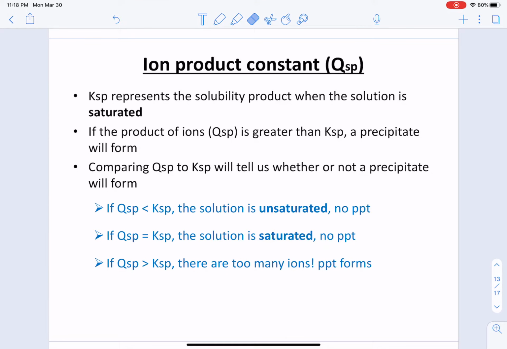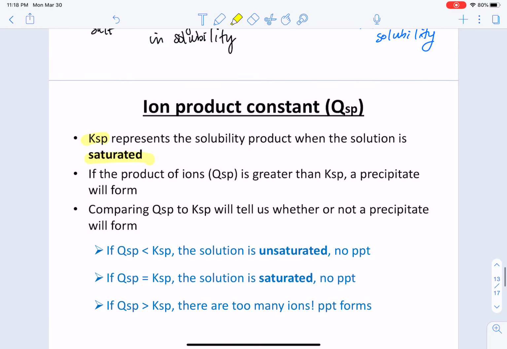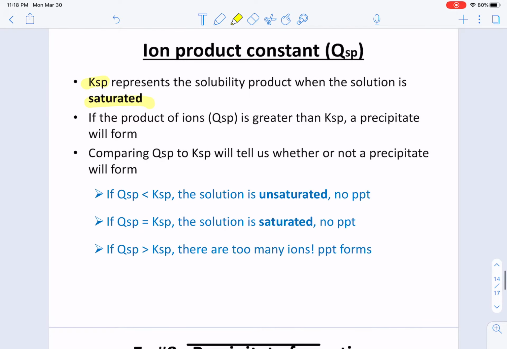All right, what we're going to look at right now is something called the ion product constant. QSP is a symbol for it. It is set up the same way as KSP. The difference is that KSP represents the solubility product when we are at equilibrium, when the solution is saturated. And we use KSP in comparison to QSP to determine if a precipitate is going to form. So the comparison between the two will be able to tell us this.